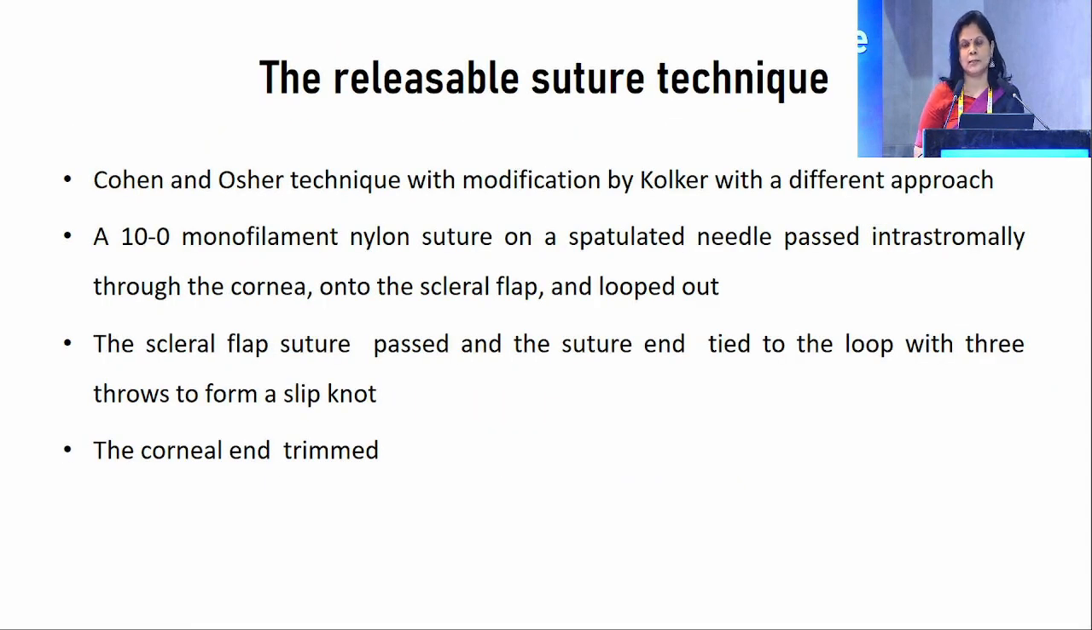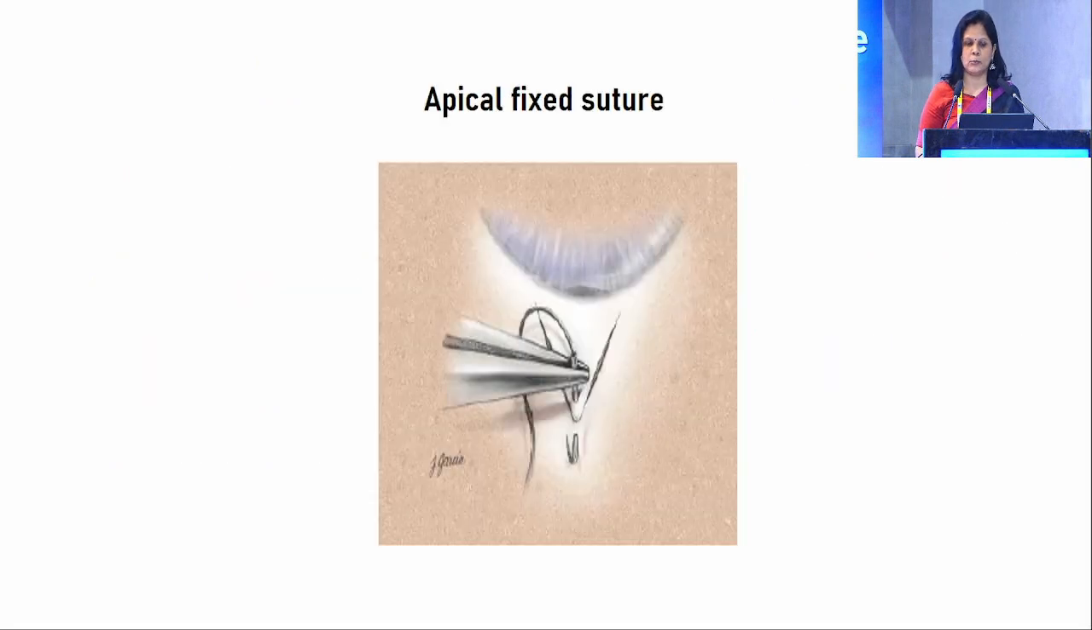So what most surgeons do is use a 10-0 monofilament suture. You have to put first the apical fixed suture.